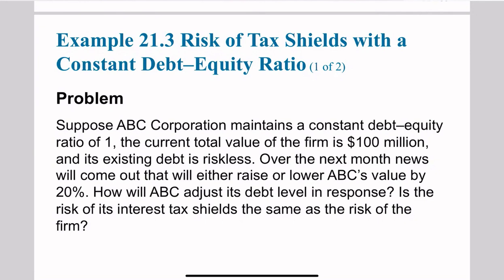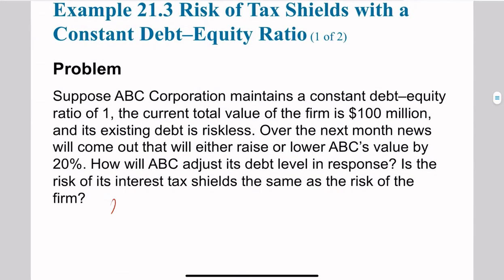Suppose ABC Corp maintains a constant debt equity ratio of 1, right? So debt equity ratio is 1. And the current total value of the firm is $100 million. So D plus E is $100 million. And its existing debt is riskless. Over the next month, news will come out that will either raise or lower this firm's value by 20%. How will ABC adjust its debt level? Is the risk of the interest tax shield the same as the risk of the firm?